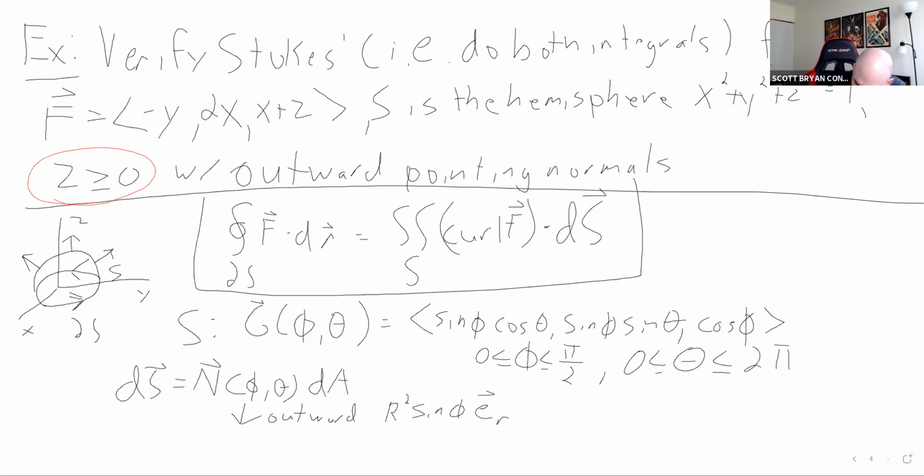So when we plug this in, the radius is 1. We just get sine phi times the radial unit vector: sine phi cos theta, sine phi sine theta, cos phi. Right, just the parameterization divided by the radius. And then you can bring the sine phi in, but I like to leave it out. So that's our outward pointing normal vector. Okay, in the interest of time, I'm gonna move on.